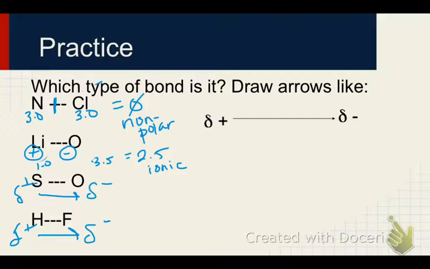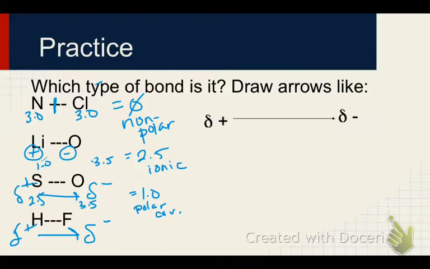Okay, S and O. S has an electronegativity of 2.5, and O is 3.5, so that difference is 1.0, which makes it polar covalent. So this one does get an arrow, and it should be going towards the O because it has the bigger electronegativity, which makes it partially negative. The S then is partially positive.